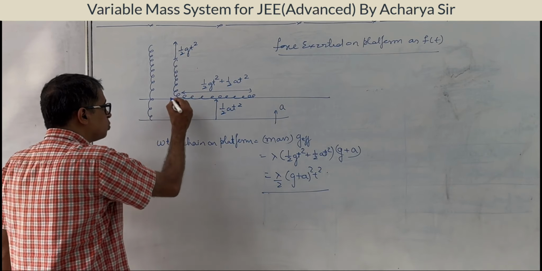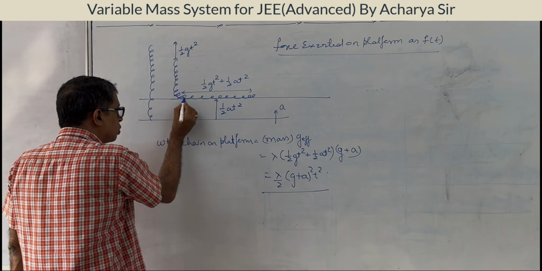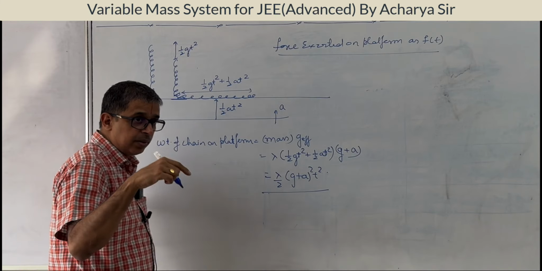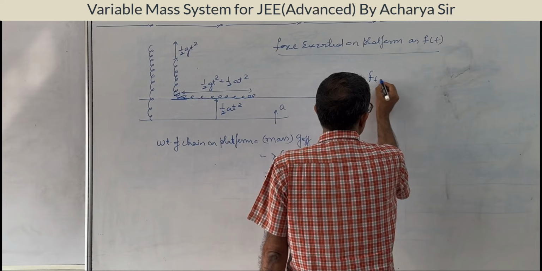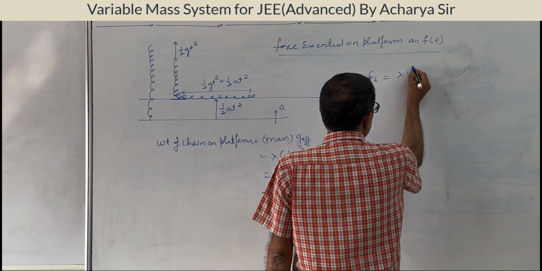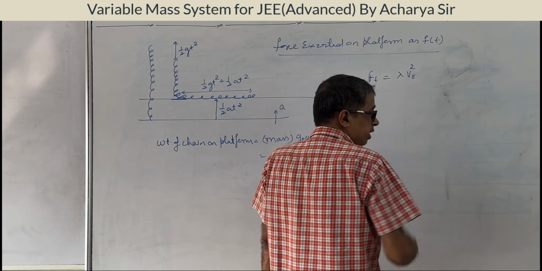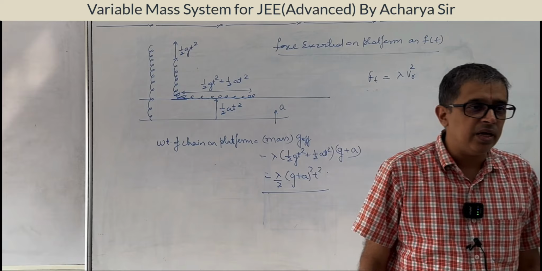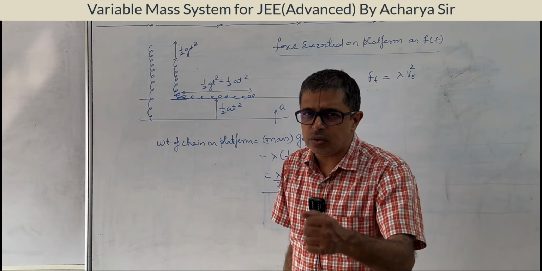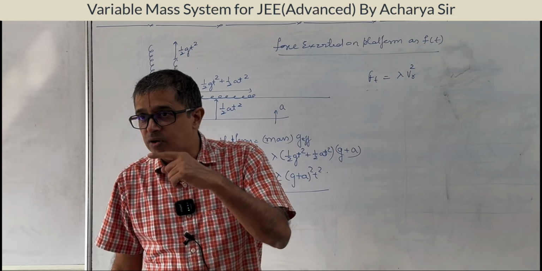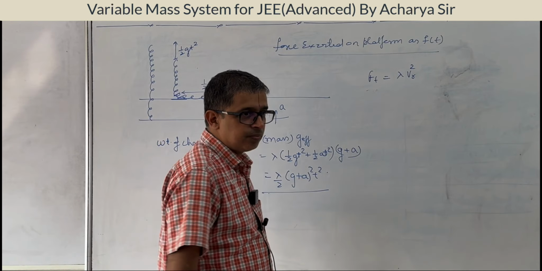There is one small element which collides with this platform and comes to rest. So you have the thrust force, which you already derived as lambda v square, but technically it will be lambda Vr square. Then in the previous problem, why did you take v? Because the platform was at rest.